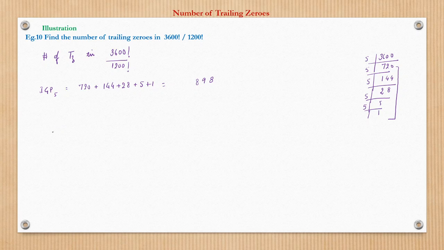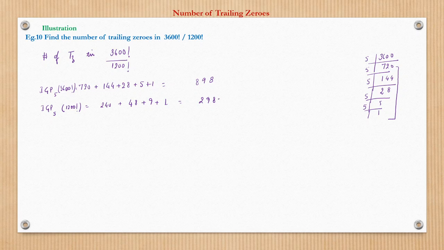And similarly, IGP of 5 in 1200 factorial would be what? We divide 1200 by 5, so what would it be? It will be 240. Further divide 240 by 5, it will be 48. Then 5 9s are 45, 5 1s are 5, so this is it. 9 plus 1 is 10, 58, so it becomes 298, right?